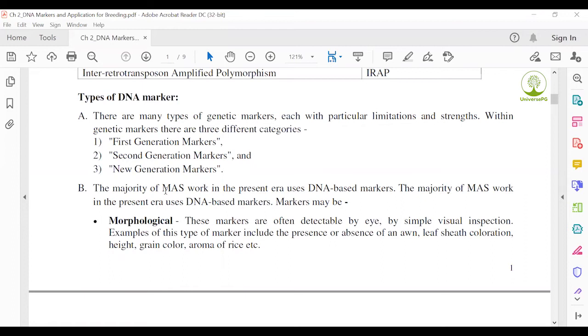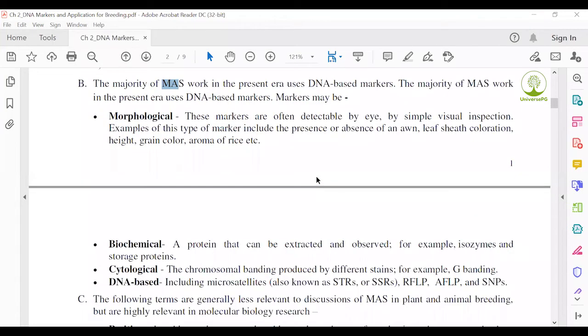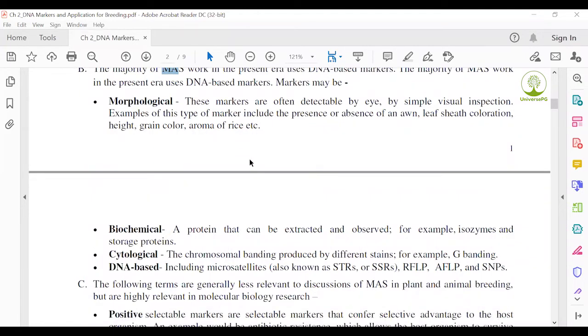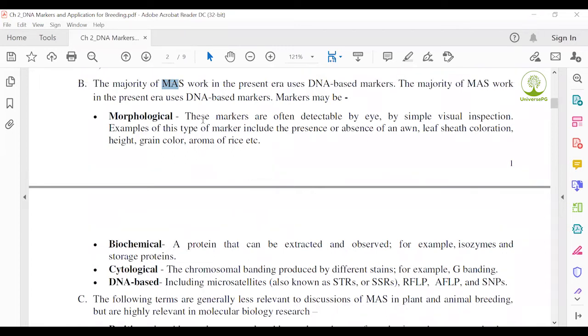The majority of marker aided selection work in the present era uses DNA based markers. The types of markers are: morphological, biochemical, cytological and DNA based.